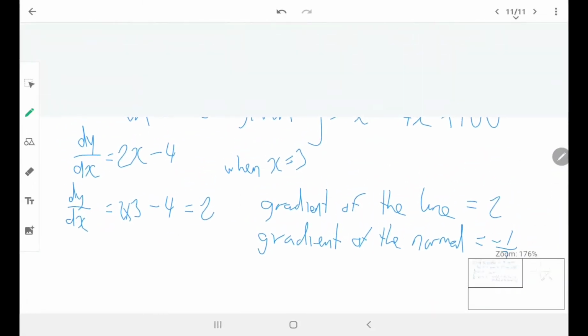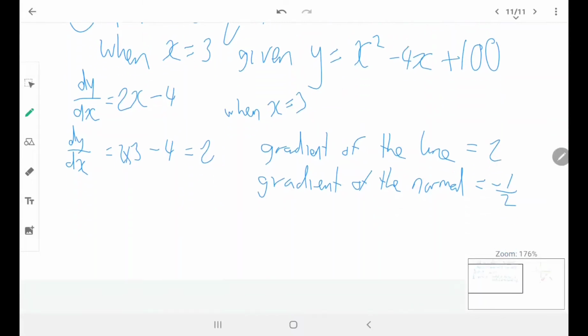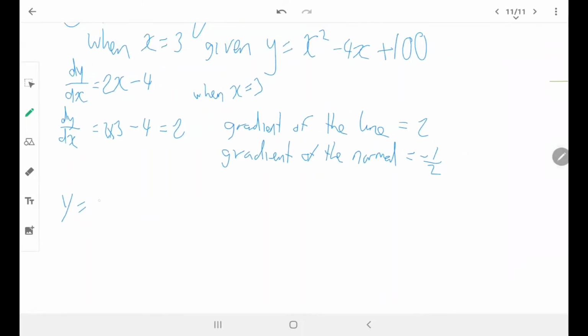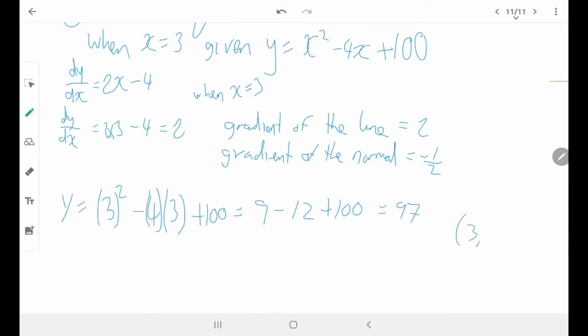We also need to find out what y is. So y equals, when x is 3, y equals 3 squared minus 4 lots of 3 plus 100. 3 squared is 9, 4 times 3 is 12, plus 100. 9 minus 12 is minus 3, plus 100 is 97. So we now have the coordinate of 3, 97, and we then have this y equals mx plus c.